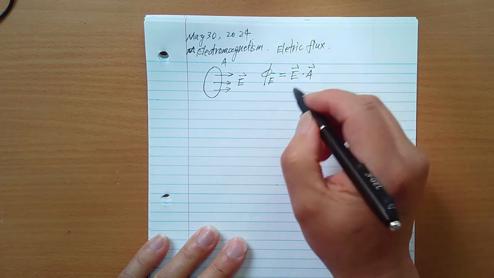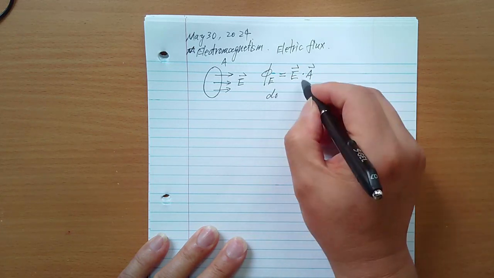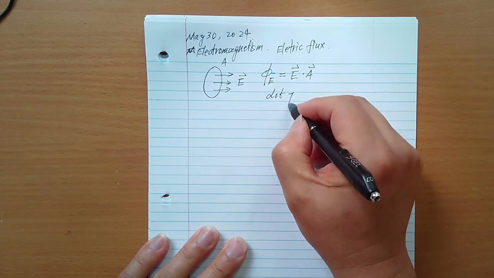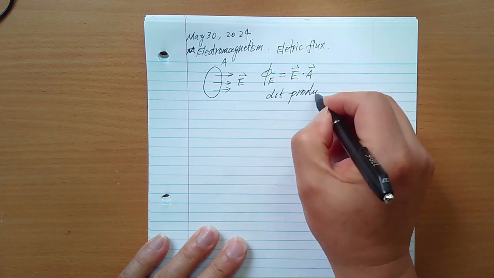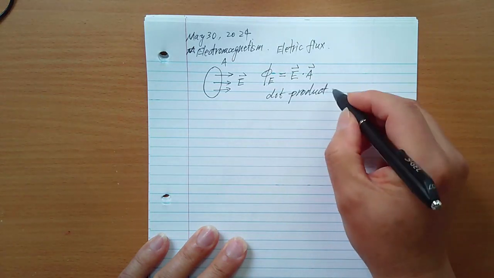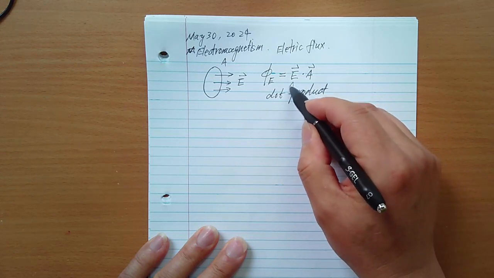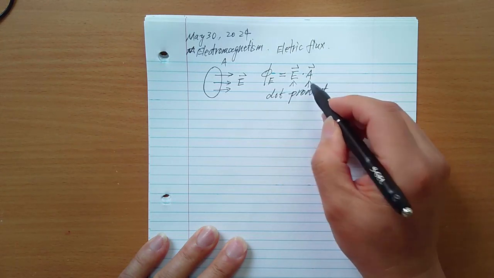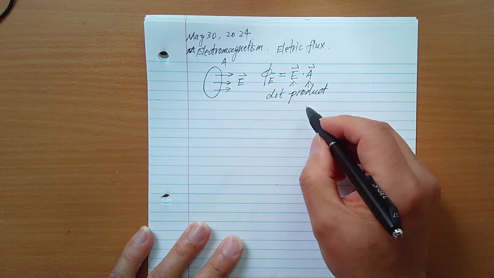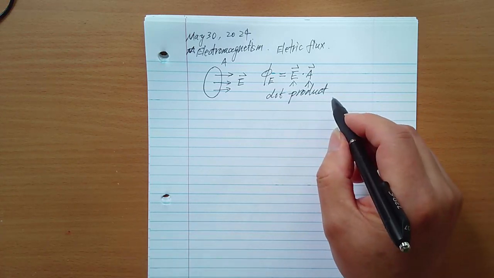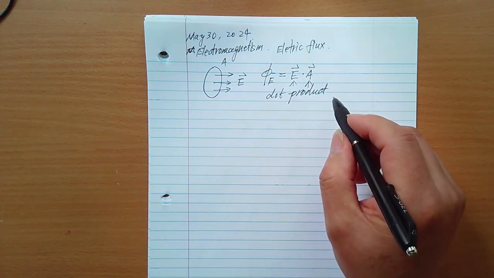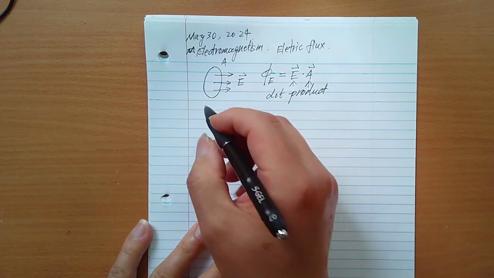It is the dot product. The little dot right here, that's called the dot product of two vectors. One is your electric field, another one is the area. Okay, before we dive deeper into this, let's review a little bit about the dot product.